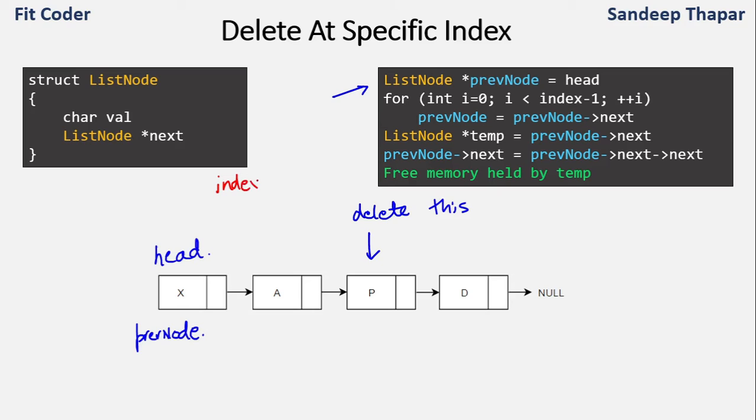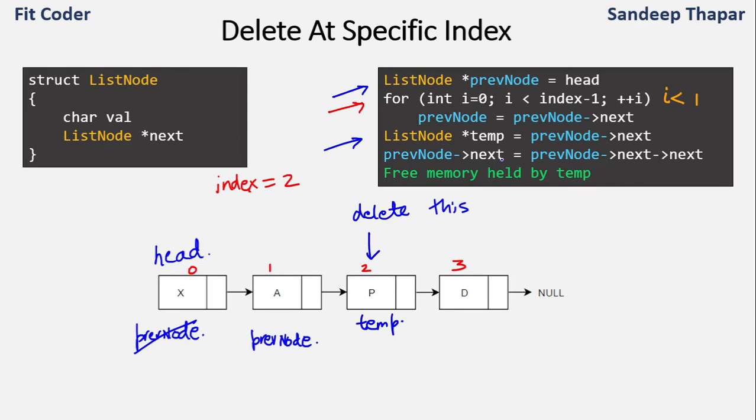For that we create a variable previous node which is pointing to the head of the linked list. So the index which we want to delete is 2. So this is index 0, this is 1, this is 2, and this is 3. So what we are doing is we create a for loop which runs till I is less than 1. I is equal to 0, which is less than 1. So previous node becomes previous node next. So previous node now points to A. Now I is 1, so this for loop breaks and we come here, and now temp becomes previous node next.